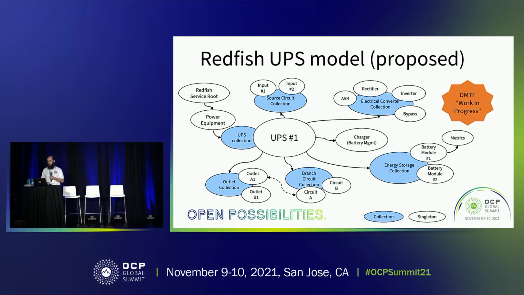What's new here is we have the three areas on the right that are additions to the existing power equipment model. We have our electrical converter collection to show the different types of components that might be of interest for managing. So whether it's a rectifier, an inverter, or a bypass type of circuit, that might be necessary to monitor and manage. And maybe it's FRU-able and you can replace it. You have your charger resource to represent all the types of charging metrics associated with the UPS. And then lastly, you have your energy storage collection, which shows the different types of modules that store energy for providing power to equipment in the event of a power loss.